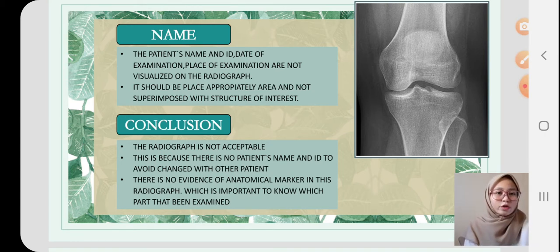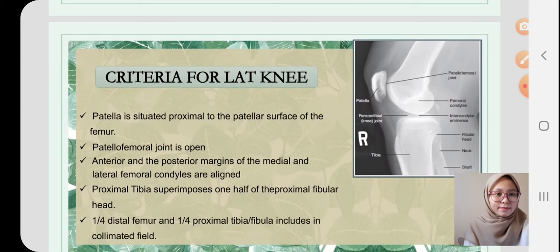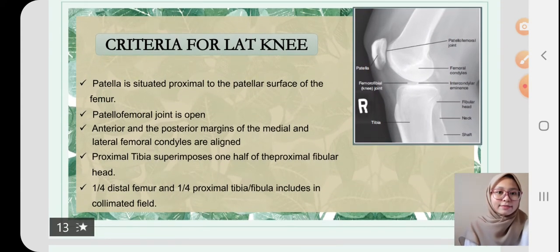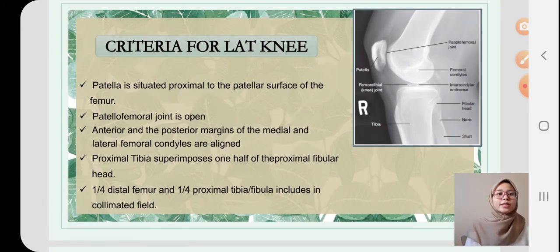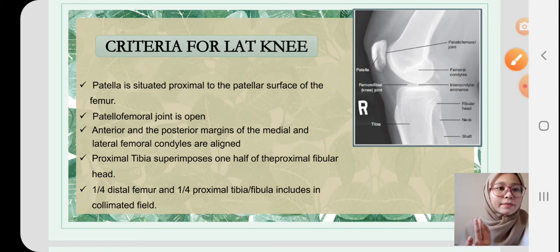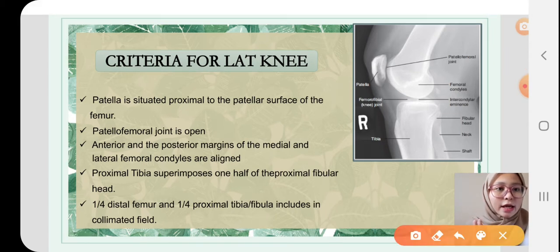Okay, we proceed with the lateral knee. For the lateral knee, the criterion is that the patella is situated proximal to the patellar surface of the femur. This is the patella, and this is the patellar surface of the femur. So the patella is situated proximal to the patellar surface of the femur.